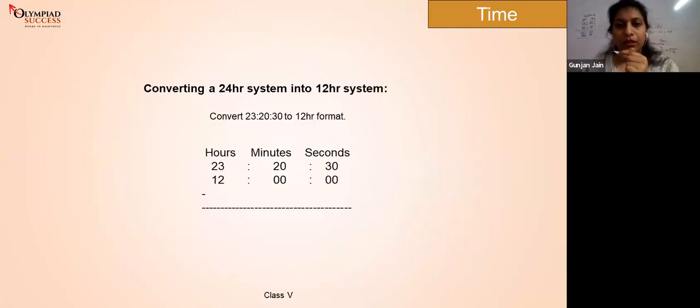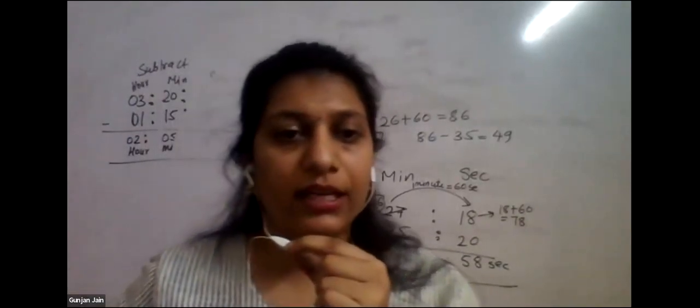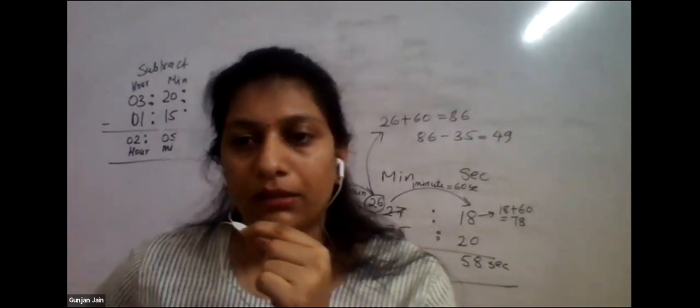Now, can you convert this 24-hour system into the 12-hour system? If it is given 23 hours, 20 minutes, 30 seconds, what does that mean? 23 hours means what? 23 is what? 11. Okay.